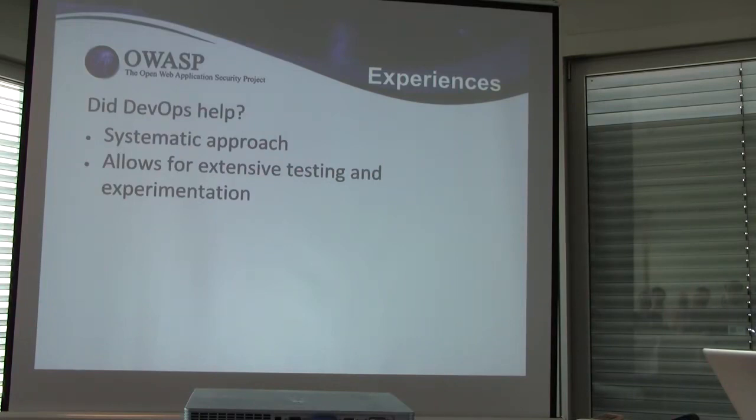Did DevOps help us with this? At least from our perspective it did, because it provides a systematic approach to tackle this with the correct properties. Especially it allows for extensive testing and experimentation through automation. I think we tried to demonstrate that: you change something, run Puppet, run a test, and you see if it's still correct.